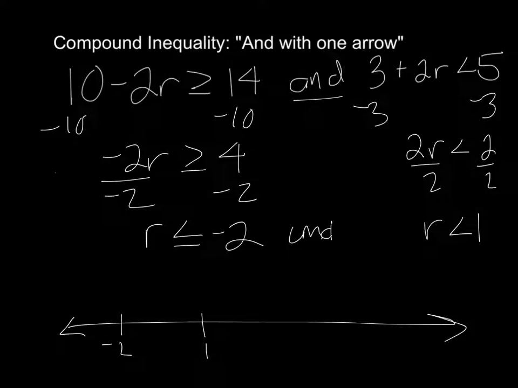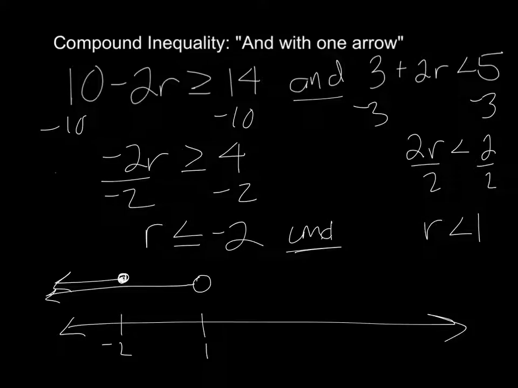Now I'm going to start by graphing each of these above the number line before we find out what the overall inequality is on the number line. So we are less than or equal to negative 2, so that's a closed dot, and we're going to the left because we're looking for values smaller. And this other one is r is less than 1, that's strictly less than, so it's an open circle, and to the left.